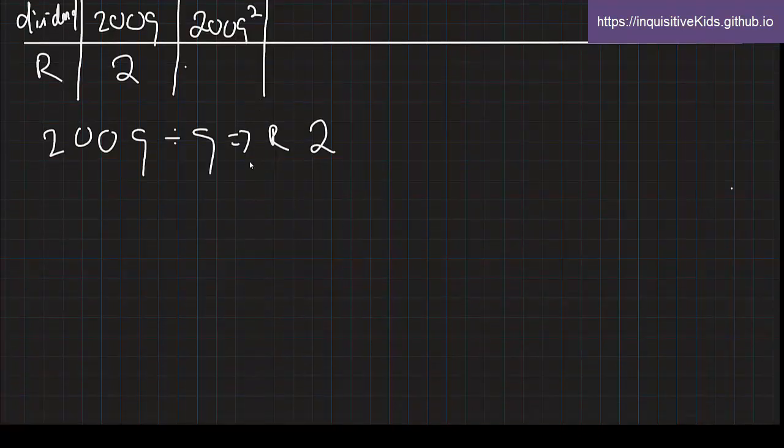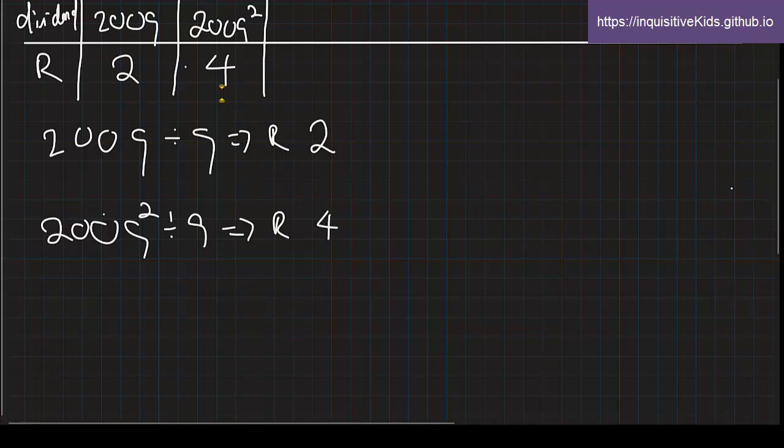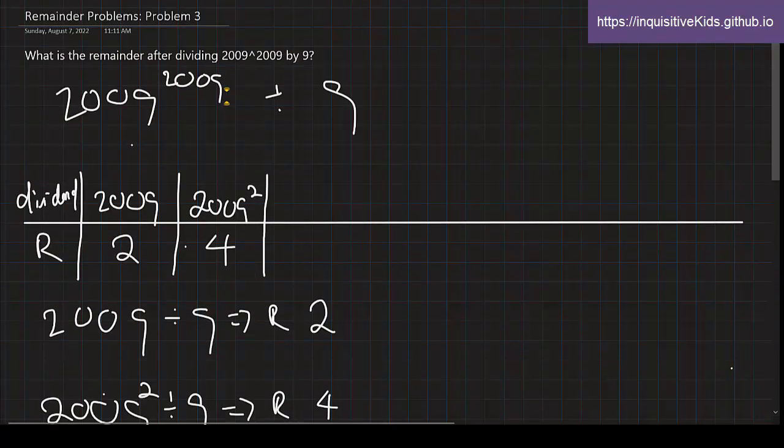2009 divided by 9 has a remainder of 2. So 2009 squared is really just 2009 times 2009. So that divided by 9 is going to be the remainder times itself, right? Which is 2 times 2, which is 4. It's going to have a remainder of 4. This is the property that we learned: the product of remainders is equal to the remainder of the product.